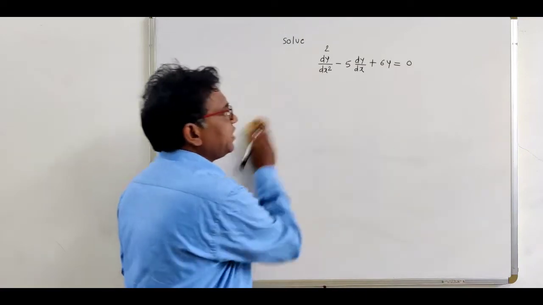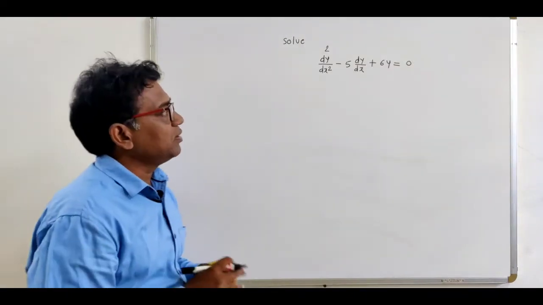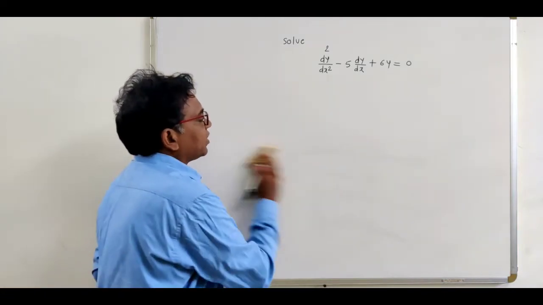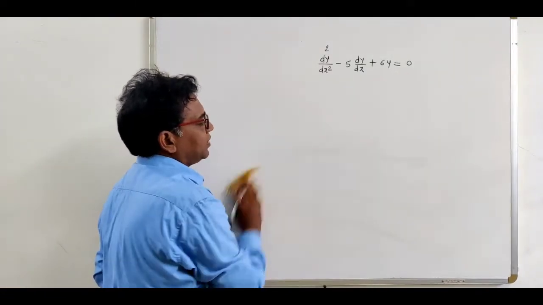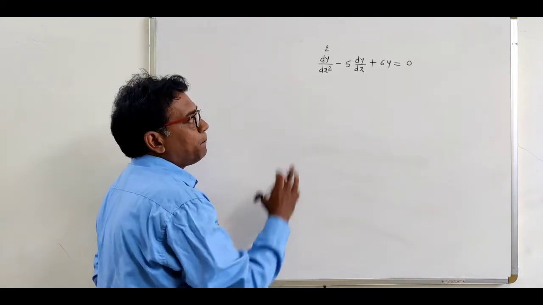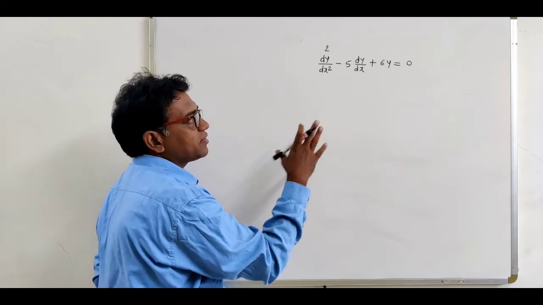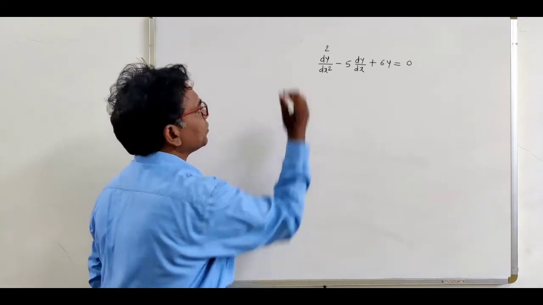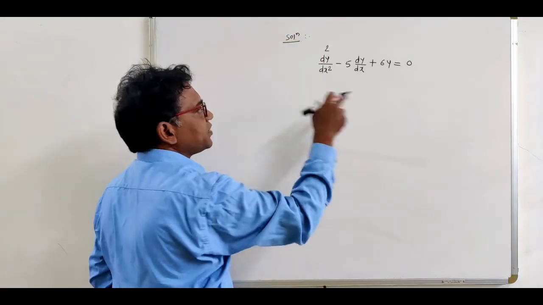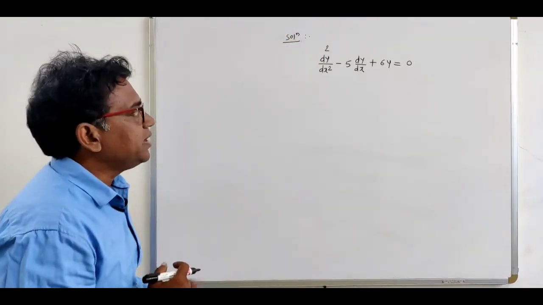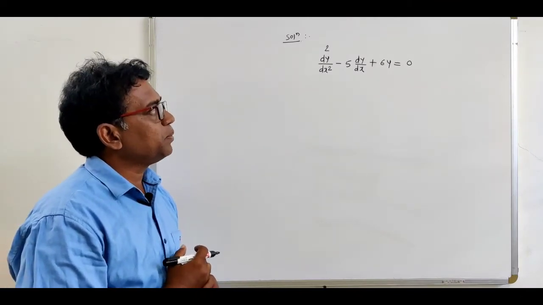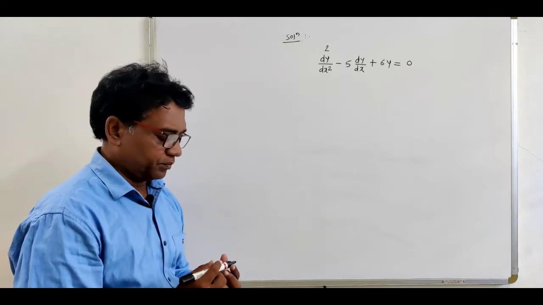Now in this video we will discuss how to solve the associated equation. Consider this example: solve the differential equation d square y by dx square minus 5 dy by dx plus 6y equal to 0. First of all, write down the given equation: d square y by dx square minus 5 dy by dx plus 6y equal to 0.